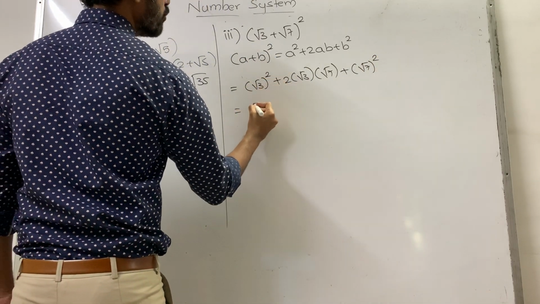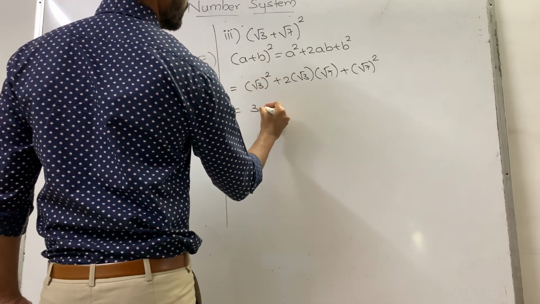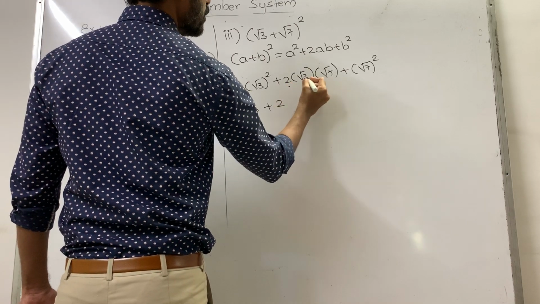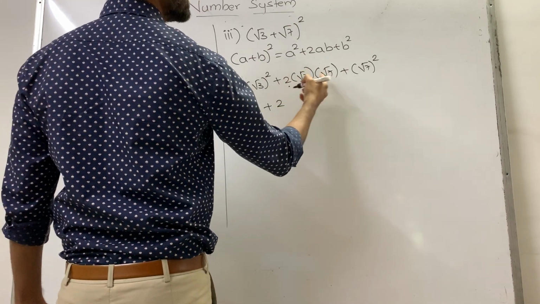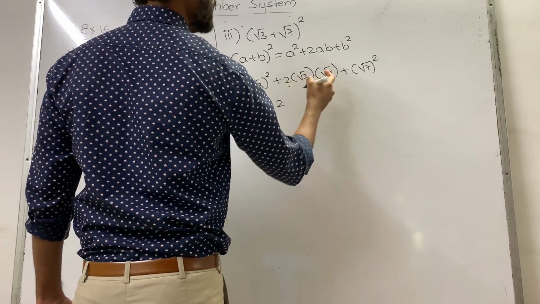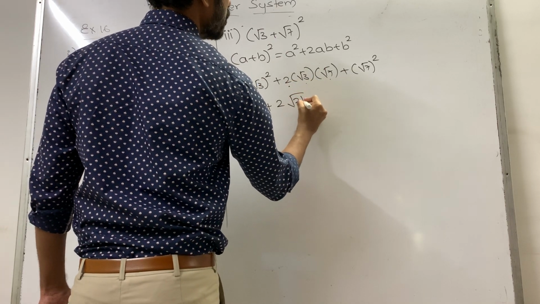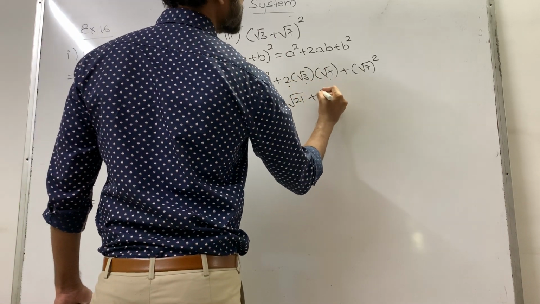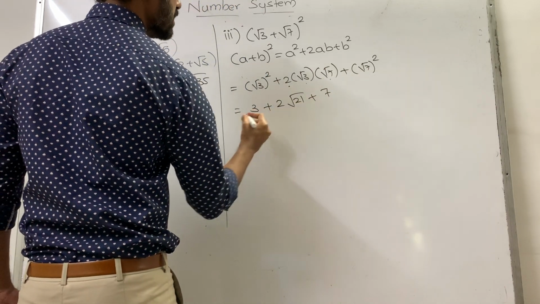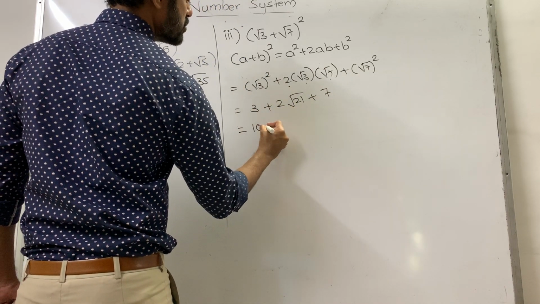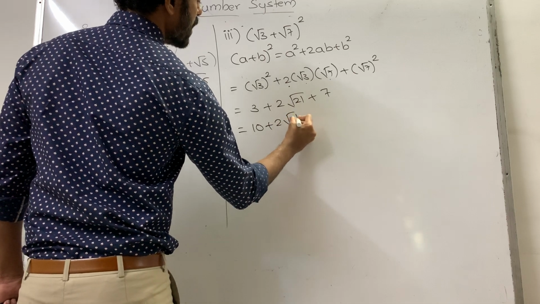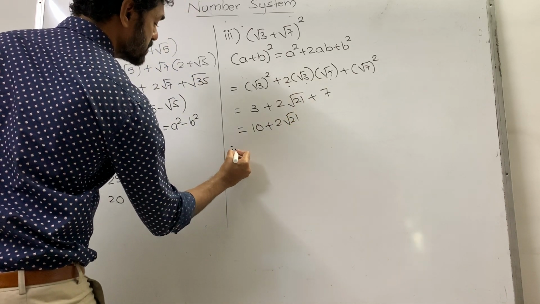Now we know the square of root 3 would be 3. This is 2 root 3 into root 7. Both are irrational terms. You can multiply 3 into 7, which is 21. So this is root 21, and root 7 square is 7. 3 plus 7 is 10 and this is 2 root 21. This will be your answer.